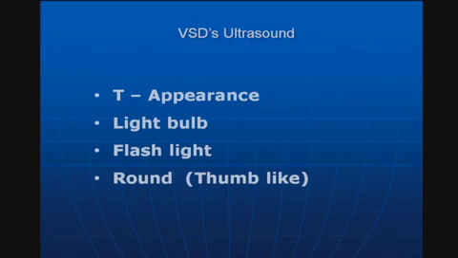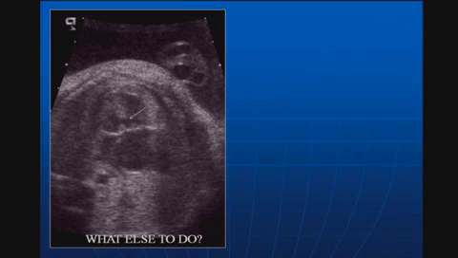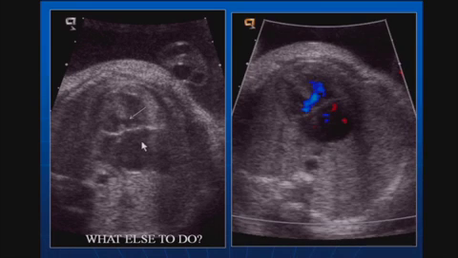How do these look? They're very hard to pick up, and in most series, these are the most common abnormalities missed on a four-chamber view of the heart. You have a little T appearance, or a light bulb or a flashlight right at the tip of the VSD, or they appear very round. In this case, you can see the edges are a little rounded off, and we can go ahead and do color flow to substantiate this. Color is very, very important in these cases to substantiate that you do in fact have a very small VSD.